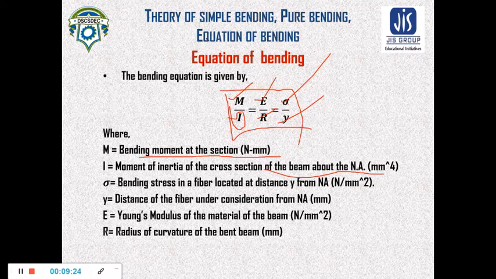We will see some simple problems using the bending equation in a later section. Now we can say that the bending equation is given by M by I is equal to E by R is equal to sigma by Y. We will see the assumptions for the bending equation. The derivation is not in your syllabus, but in the next lecture we will see how it is derived and what assumptions are made.